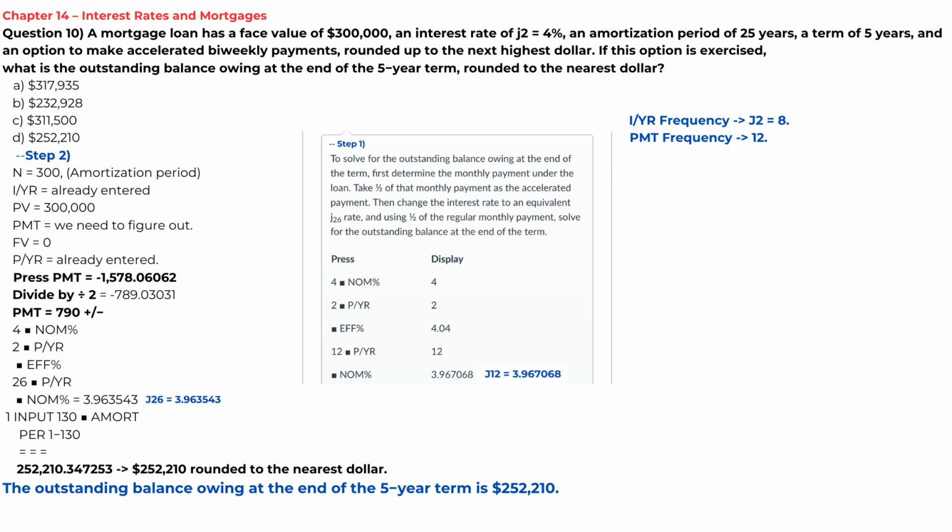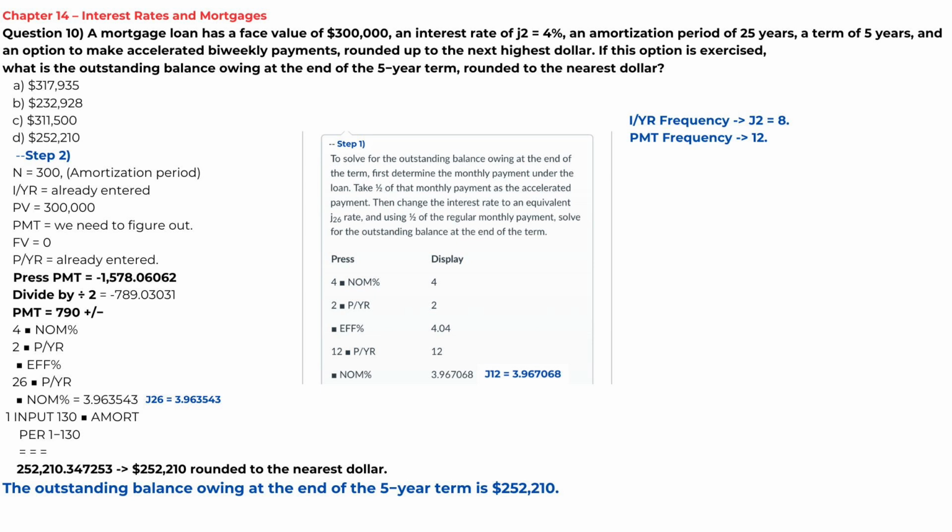I/YR already entered. 300,000 PV. 0 FV. PYR already entered. Press PMT, calculator displays minus 1,578.06062. Divide by 2 is equal to minus 789.03031. 790 plus and minus sign PMT to round the payment.